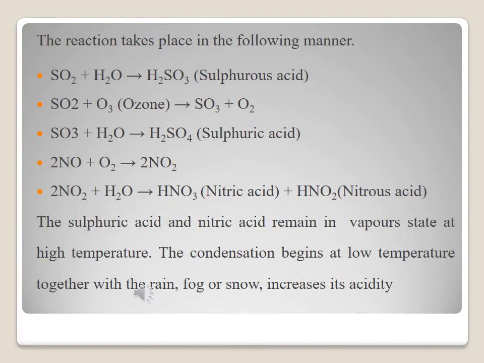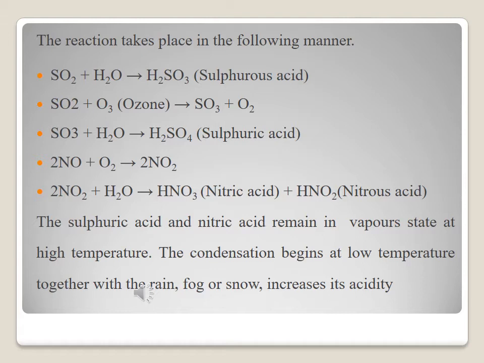The reaction takes place in the following manner. Number 1. Sulfur dioxide reacts with water to form sulfurous acid. Number 2. Sulfur dioxide reacts with ozone to form sulfur trioxide and oxygen. Sulfur trioxide in turn reacts with water to form sulfuric acid.